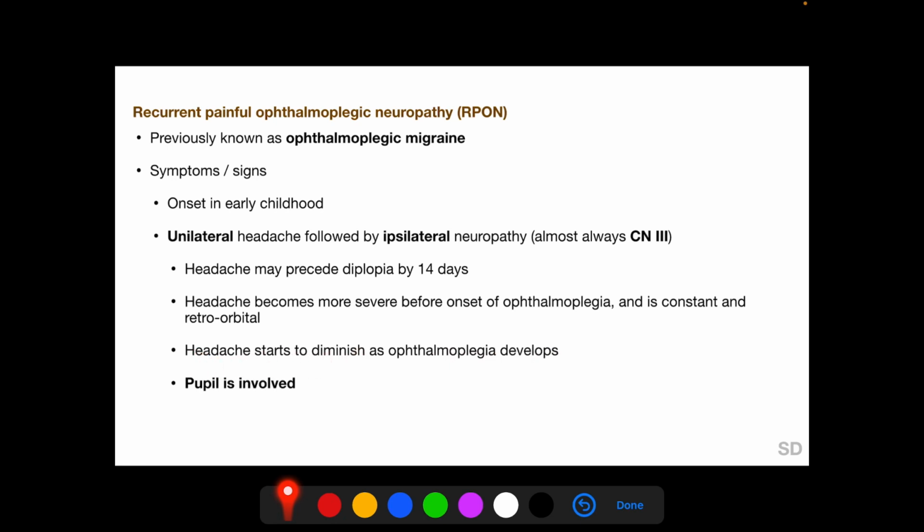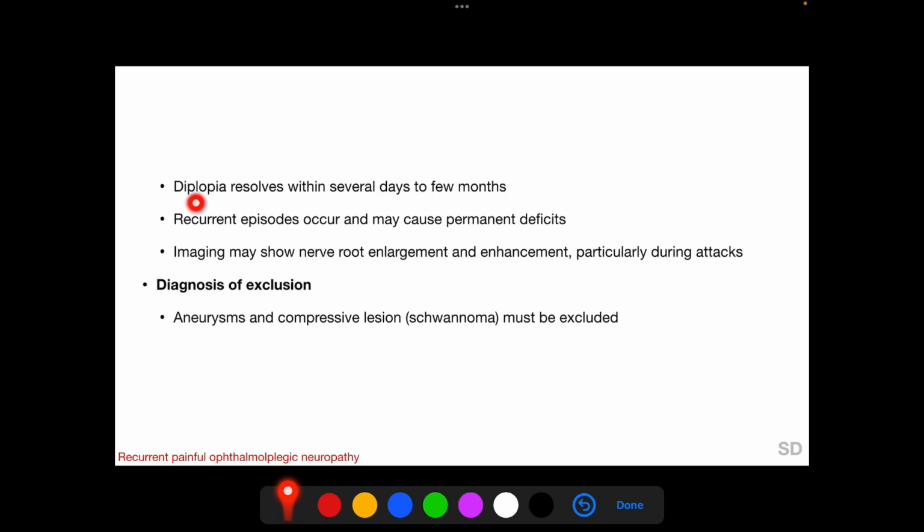The pupil is involved and the diplopia or the ophthalmoplegia resolves within several days to a few months. Recurrent episodes may occur, and if they do occur, they may cause permanent deficits. And imaging during the attacks may show nerve root enlargement and enhancement. We must remember that ophthalmoplegic migraine is a rare entity and is always a diagnosis of exclusion, and we have to first exclude other causes of a pupil-involving third cranial nerve palsy before we can label a case as ophthalmoplegic migraine.